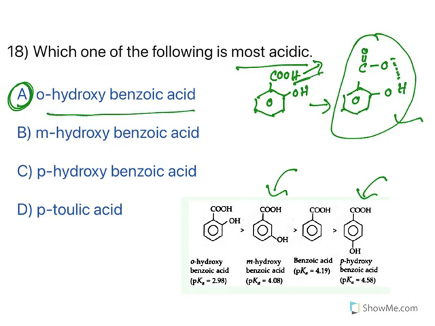In all the remaining ones, there is no such kind of stabilization. So among all of them, the most stable anion is the hydroxybenzoate anion. So it is a strong, the most acidic one.